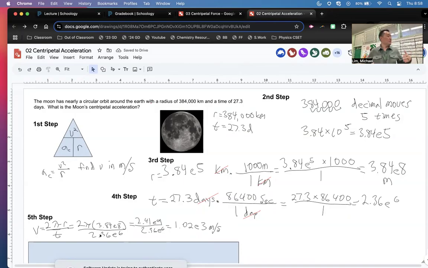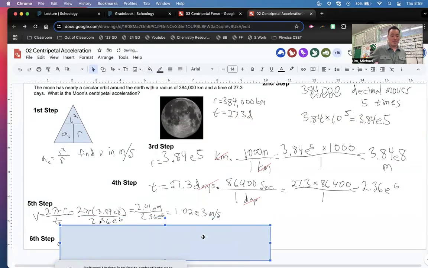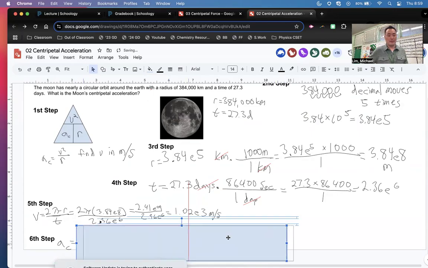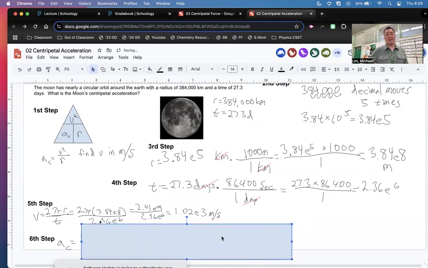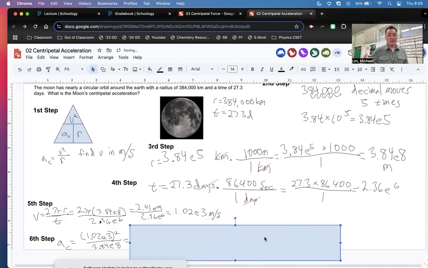So we saved probably a page of notes by not having to write all these zeros here, zeros there, zeros here, and zeros here, and then zeros again. Maybe half a page. But still, much easier to track your thinking. We're not done yet. Last step is to plug in our velocity into our acceleration equation. If you look at step 1, it's AC equals velocity squared over R. We plug in. We take Bradley's value of velocity, 1.02 times 10 to the third, squared, divided by 3.84 E8. That was from our radius.